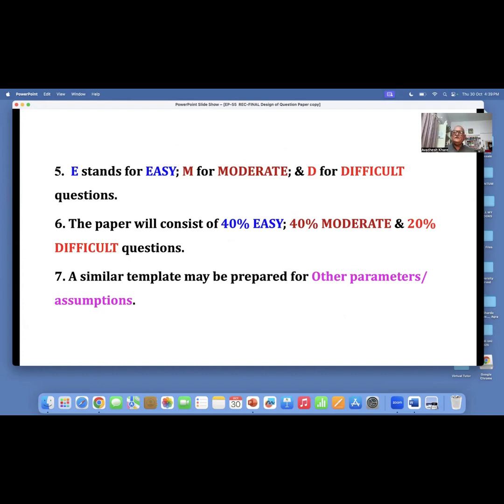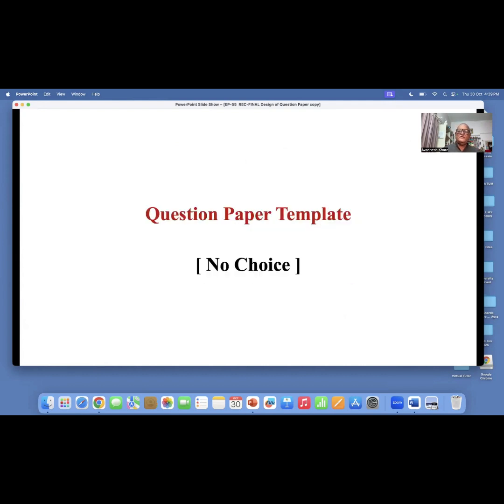E stands for easy, M stands for moderate, and D stands for difficult questions. The paper consists of roughly 40% easy, 40% moderate, and 20% difficult questions. Similarly, other templates may also be prepared for different parameters and assumptions. So I am going to discuss the question paper template I am proposing based on the assumptions I have just described. I am showing the template now.